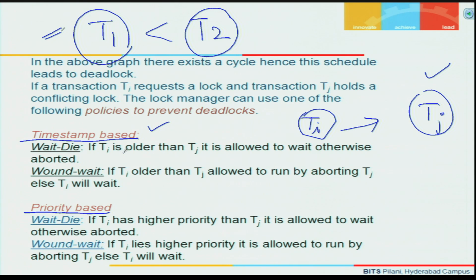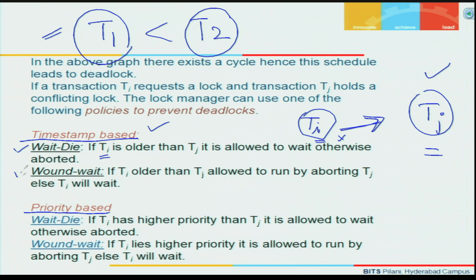Then if that is the situation, if Ti wants some data item which is locked by Tj, and if Ti is older than Tj, it is allowed to wait. If Ti is younger than Tj, then it is aborted. That is the wait and die approach. If it is an older one, it will wait. If it is younger than the transaction that holds a lock on the data item, it is aborted.